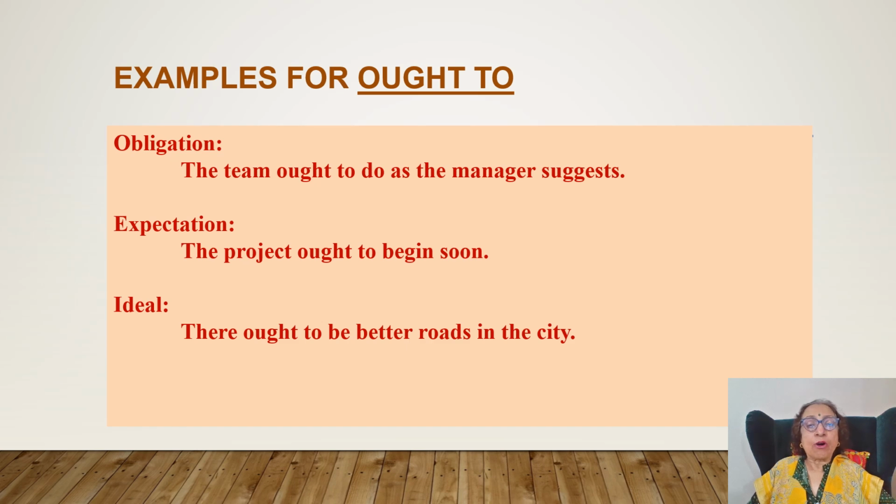The next verb is ought to, where we have three functions. First is obligation. The team ought to do as the manager suggests. No fight, no quarrel. You are obliged to do that. Then expectation. The project ought to begin soon. So you have ought to. Then you have the ideal. There ought to be better roads in the city. The roads are not good, so you need better roads. So that is the ideal situation.